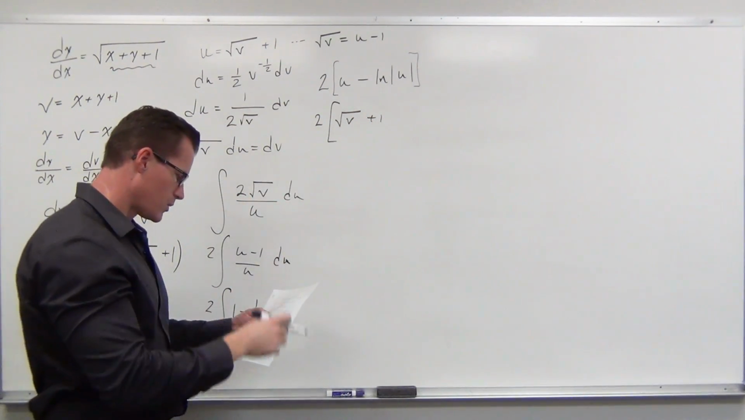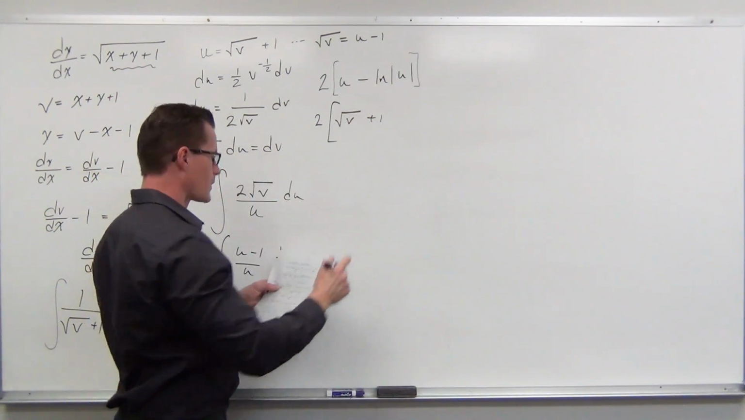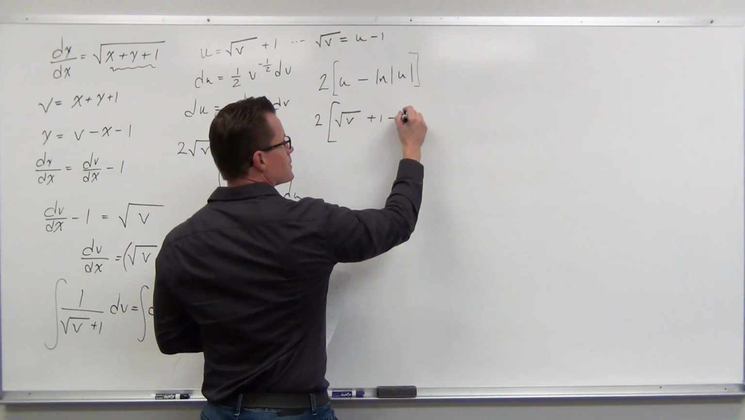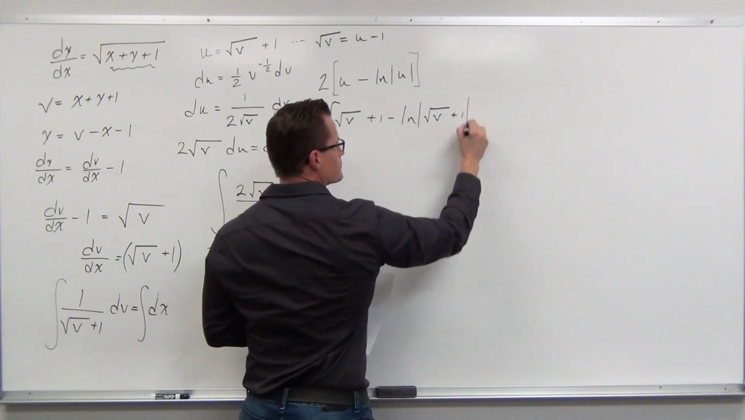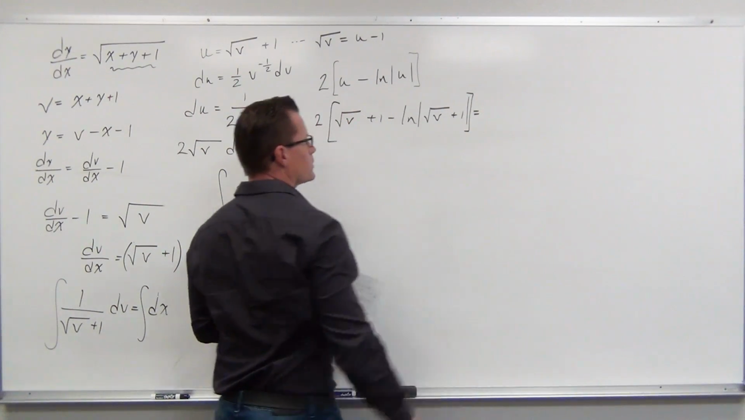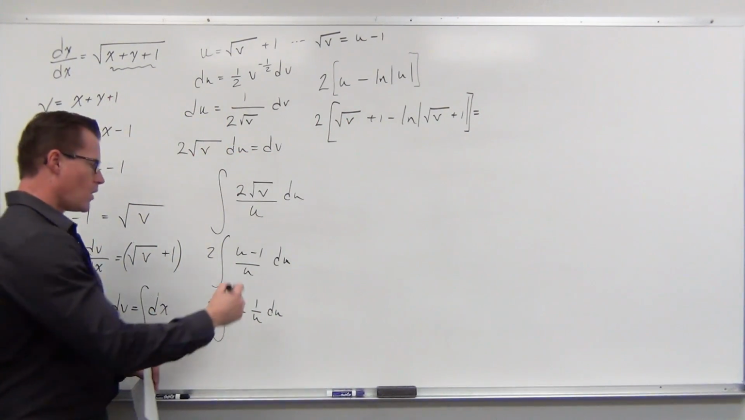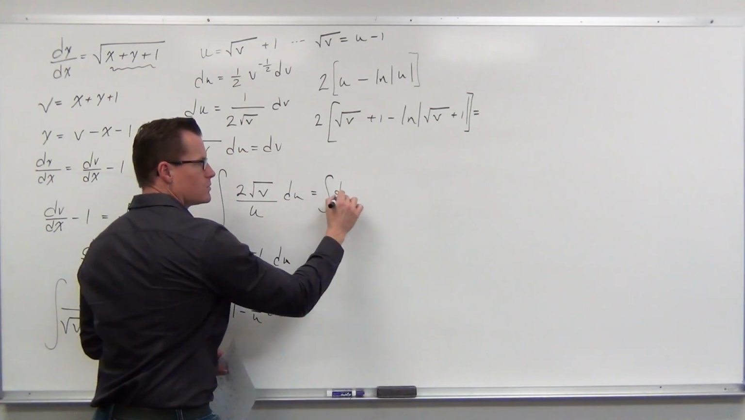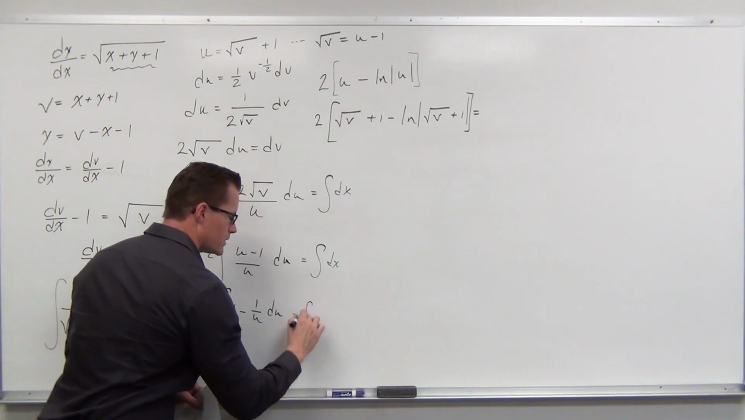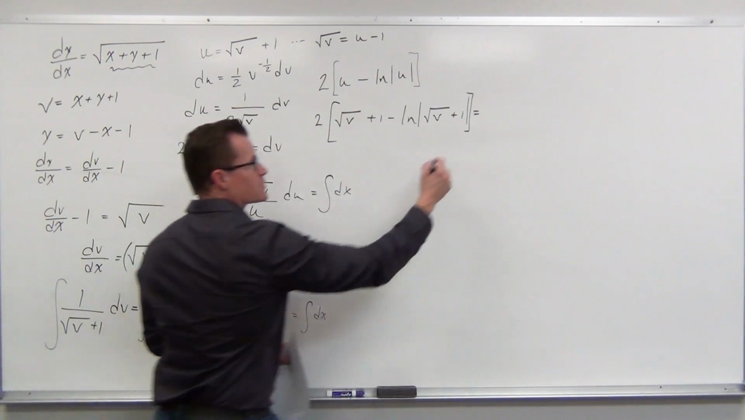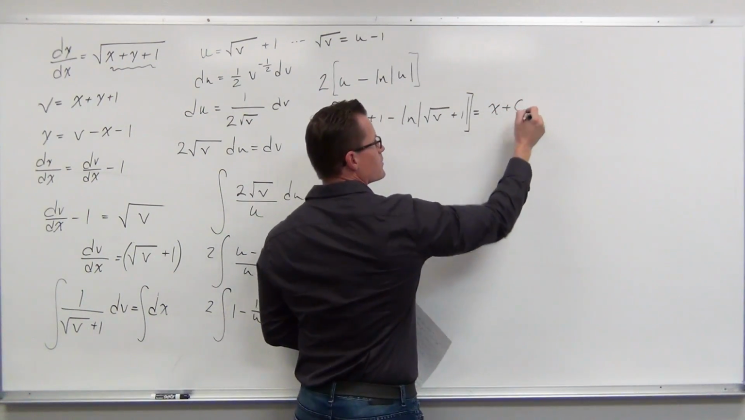So square root of v plus 1, looking pretty good, minus ln absolute value square root of v plus 1 equals, on the right-hand side, all of this was just equal to integral dx, and integral dx, and integral dx. So that means we're going to get x plus c sub 1.